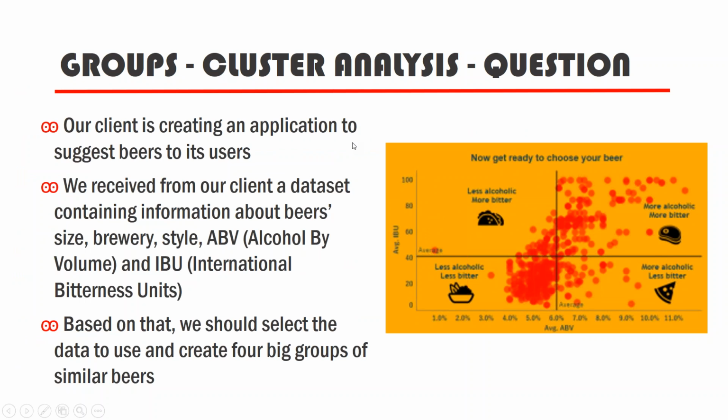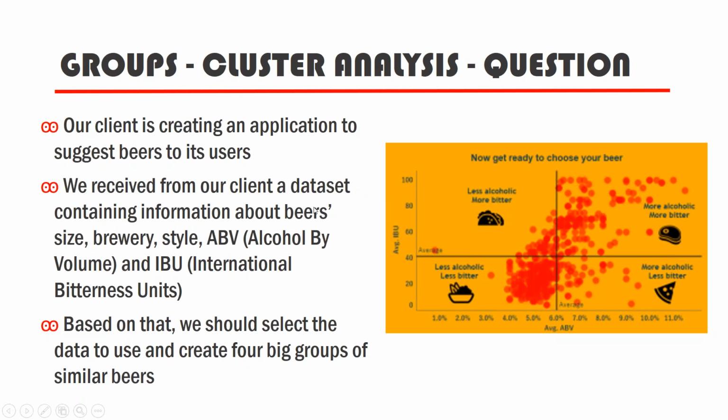So now what we'll do is we'll create a cluster analysis using Alteryx. Basically what we have is we received data about several beers, and our client is creating an application to suggest beers to its users. So they would like to group those beers in big groups, to start to suggest you. For instance, if you mark in your app, I like this beer, then it will suggest you another beer that it's classified as similar to that beer that you like.